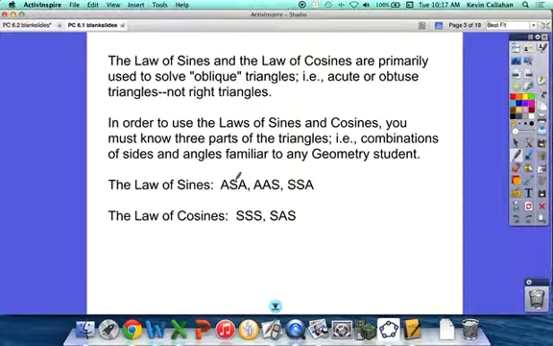And what's the difference between when I write it angle, side, angle, and angle, angle, side? Bryce?